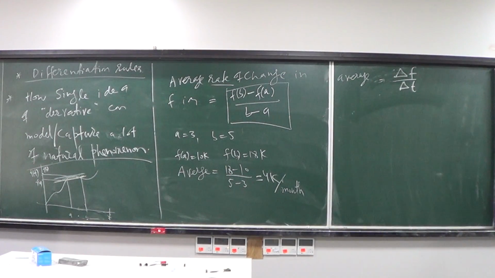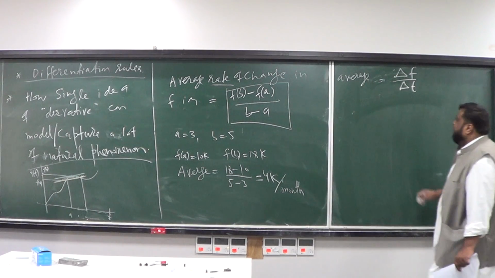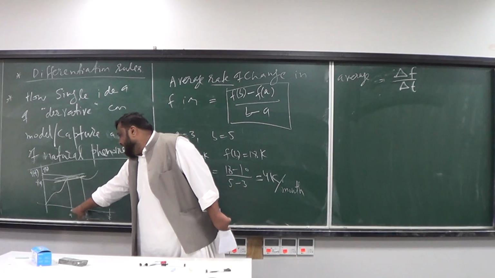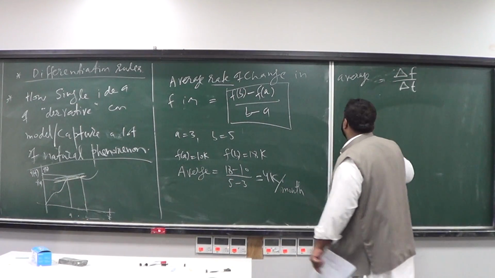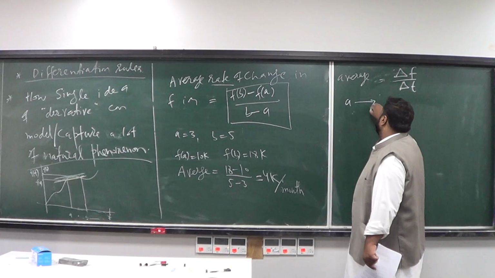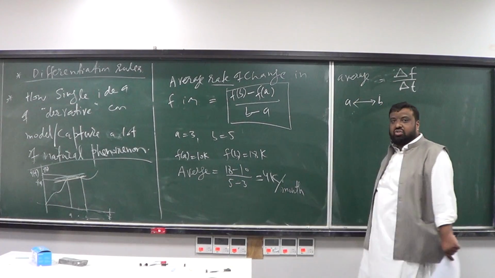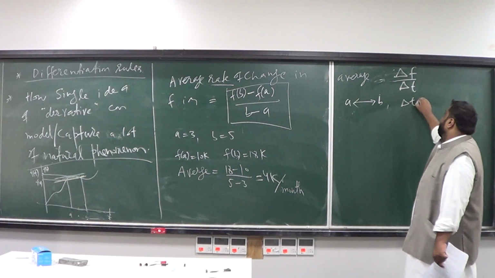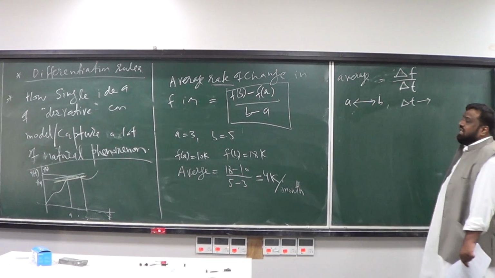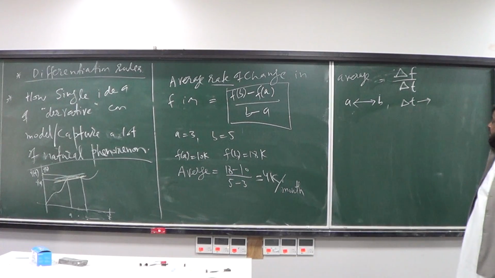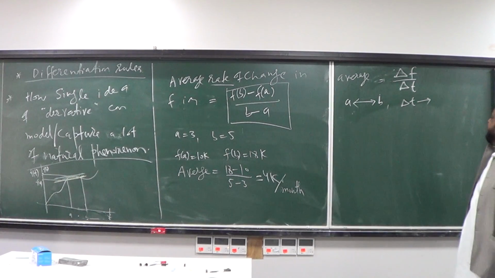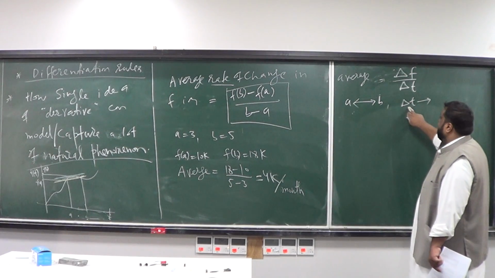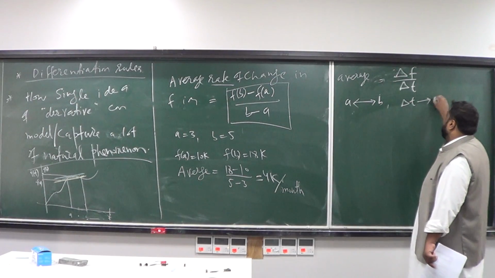So you have this average. Now, what will happen if I bring these two points together? If I bring a and b together. When I say let's bring a and b close to each other, this is equivalent to saying let's decrease this change in interval, delta t, and let's take that to 0.